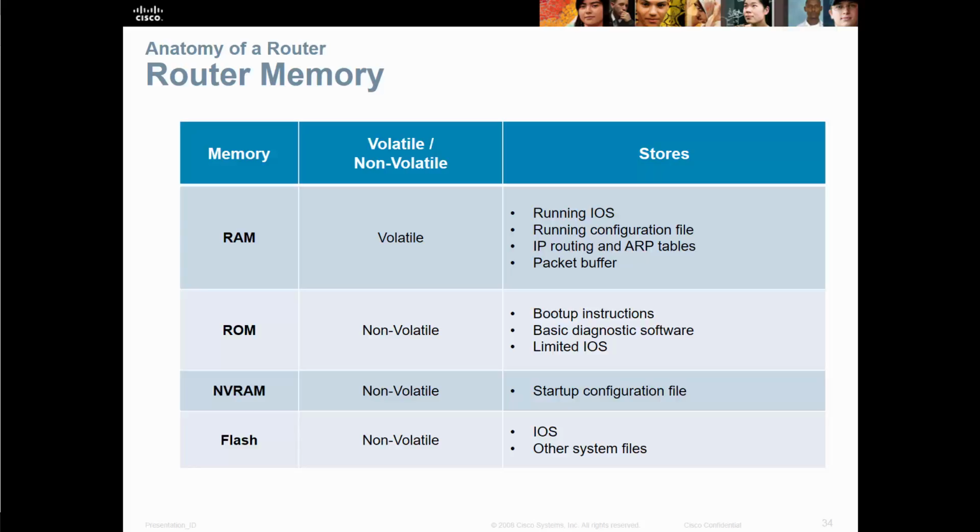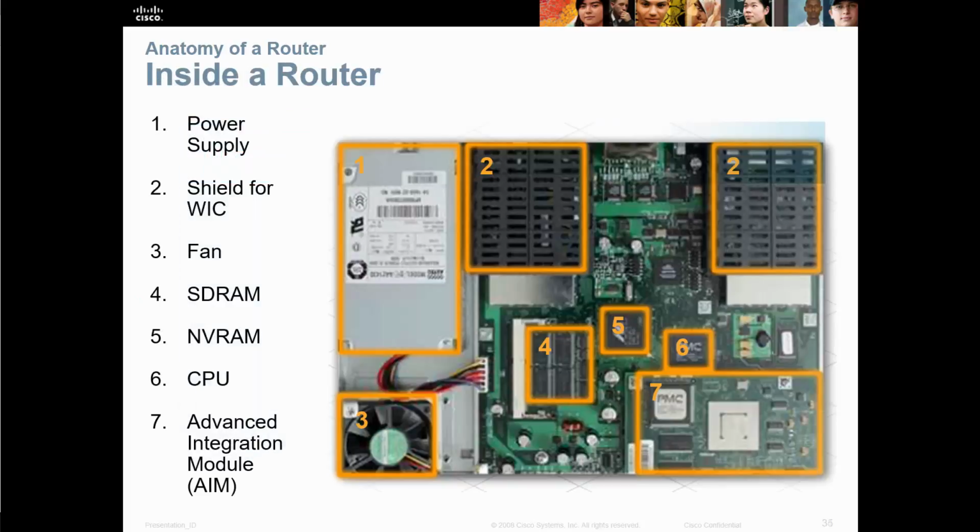Inside of a router, we have a power supply. We have a shield for our add-on cards. We have a fan for cooling. We have memory, SDRAM. We actually have a non-volatile RAM chip, which is number 5. We have a processor. And we have some type of add-on modular card for additional functionality. Here we have an AIM add-on card, which is Advanced Integration Module, which is 7.